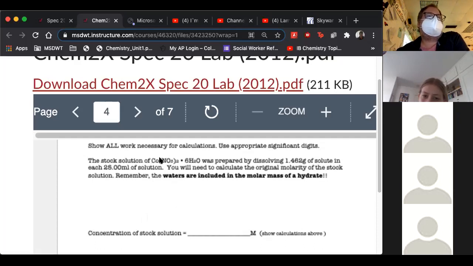The stock solution of cobalt 2 nitrate hexahydrate was prepared by dissolving 1.462 grams of solute in 25 milliliters of solution. So what do we need to do to find molarity? Convert to moles and liters. Yeah, right. Convert to moles and liters. So this should not be that hard.